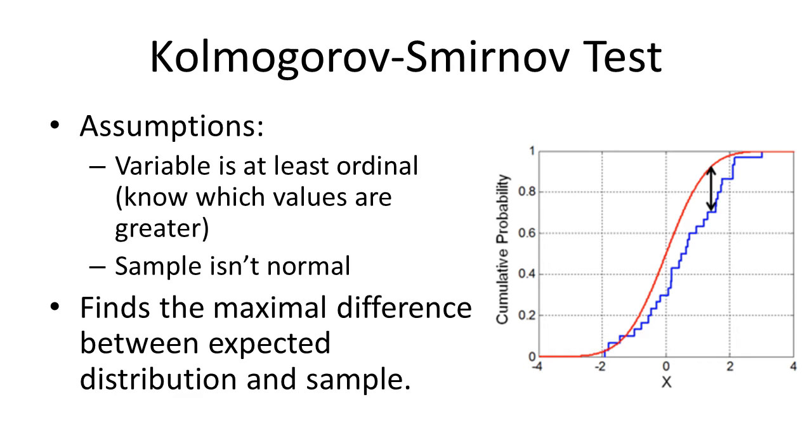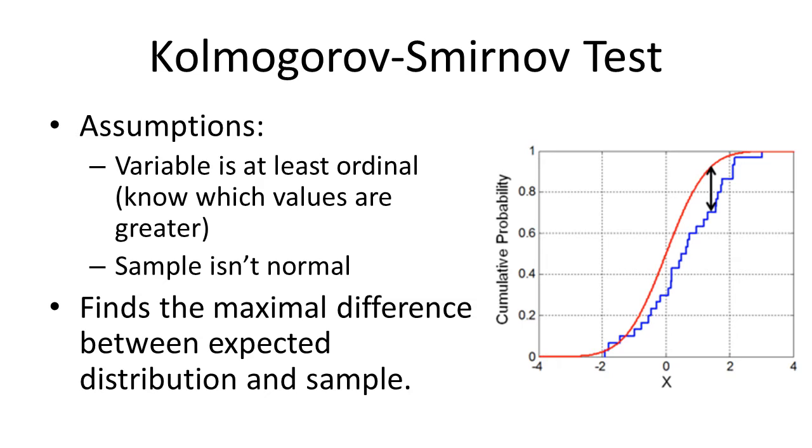In the KS test, there are two assumptions you're making: that the variable is at least ordinal, so basically there's some way to order the values that you collected, so it can't just be categories, and that the sample isn't normal. And basically what it does is it finds the maximal difference between the expected distribution and the sample.